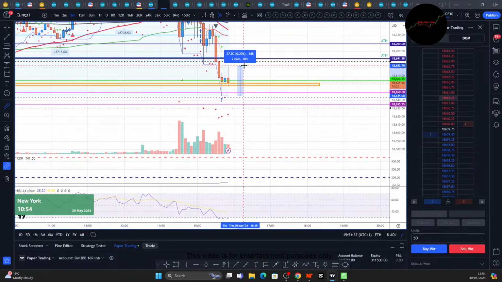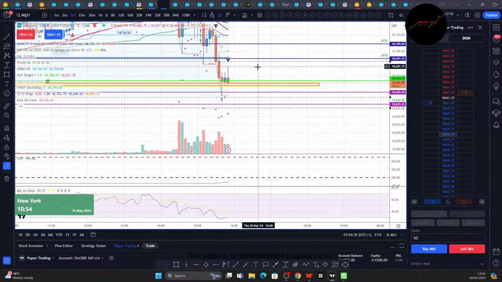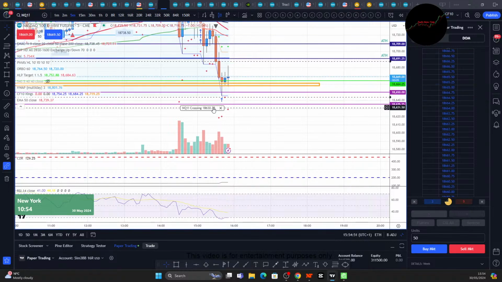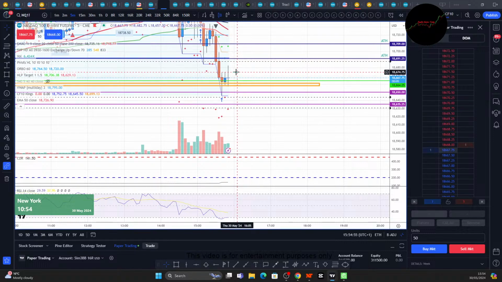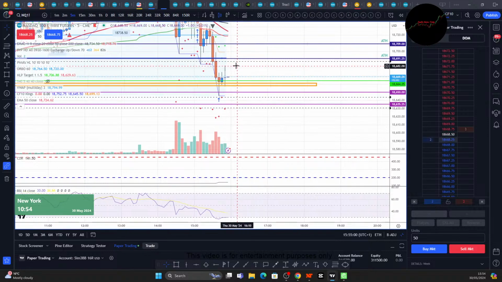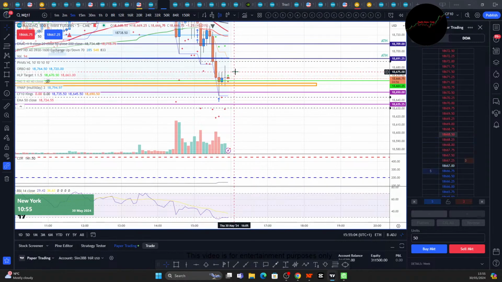Let's see. 37-point rally. Pretty good rally for a continuation. Get some stops out, sucker in some longs. Here we go. Back above 74. 75. Look for a move up to 82. It's about 7 points right there.